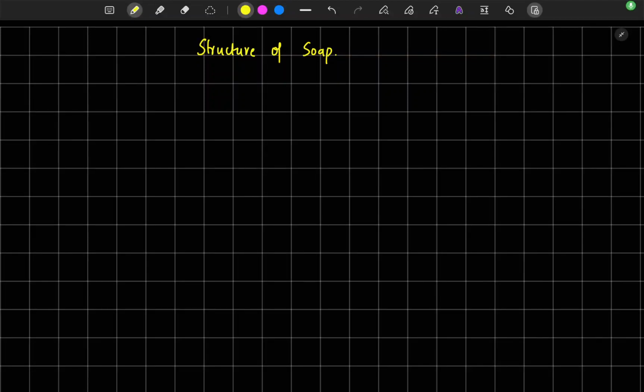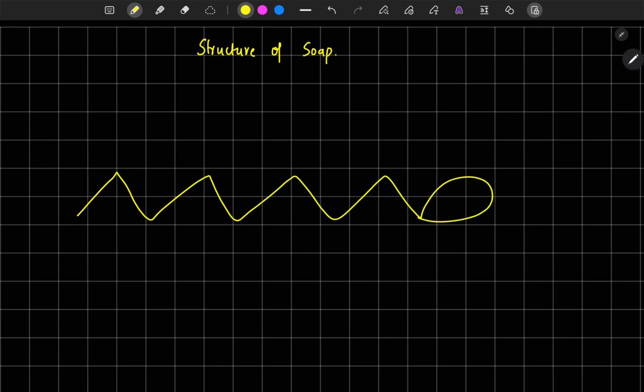Hello, in this video I'm going to talk about the structure of soap, the soap that we are studying. We can draw the structure of soap like this. We can easily draw the structure of soap like this. This is the structure given in our NCERT textbook.